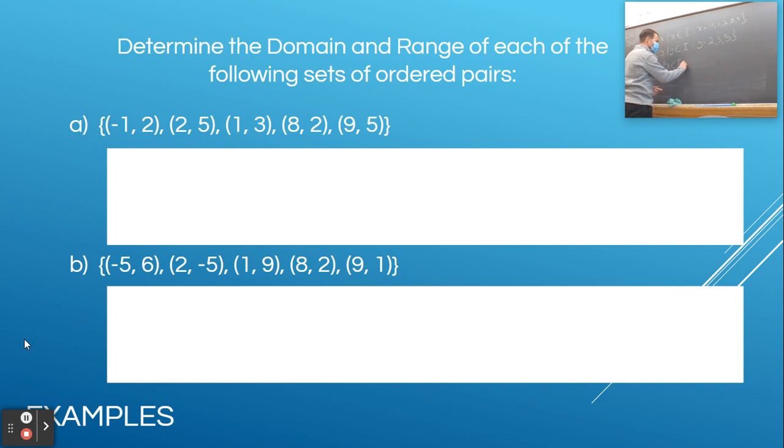And x is equal to, here I have -5, 2, 1, 8, and 9. So I have x is equal to -5, 1, 2, 8, and 9. Is that a function? Yes, no value was repeated. Great. The range, I do a squiggly bracket.